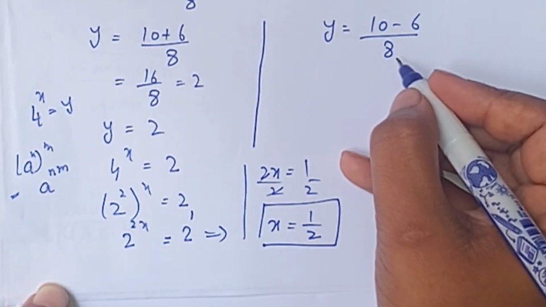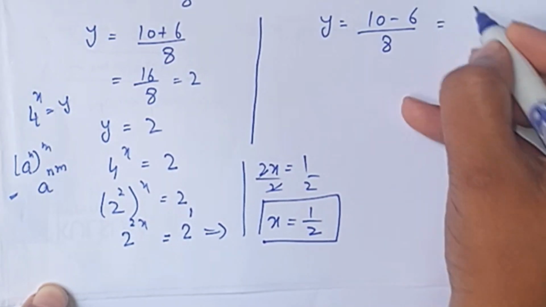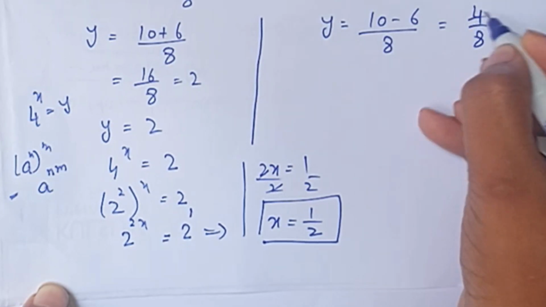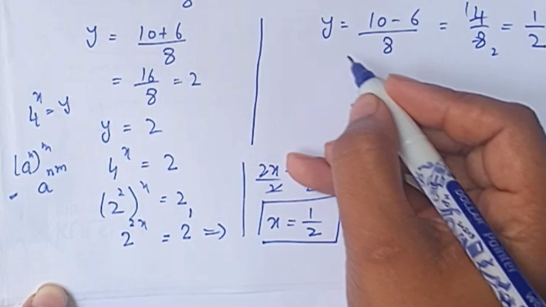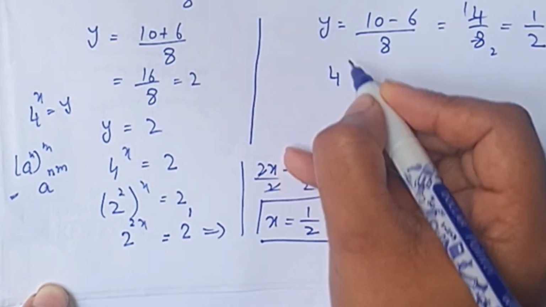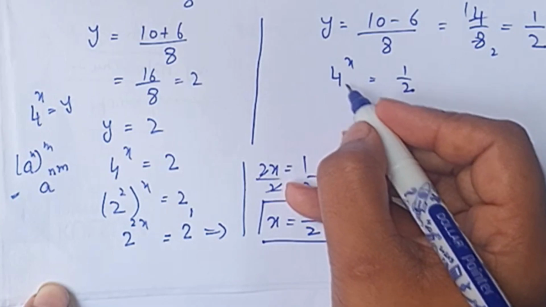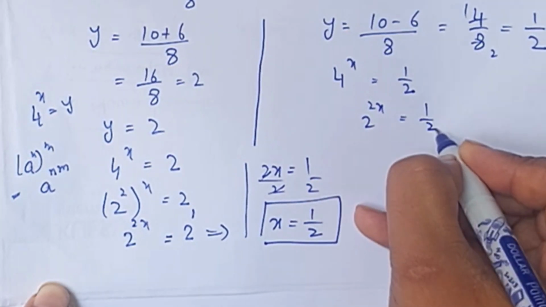Now look at this, 10 minus 6 is 4 over 8. So 4 ones are 4 and 4 twos are 8. So this is equal to 1 over 2. And y, which is 4^x, is equal to 1 over 2. So we write this 4 as 2², so 2^(2x) is equal to 1 over 2.